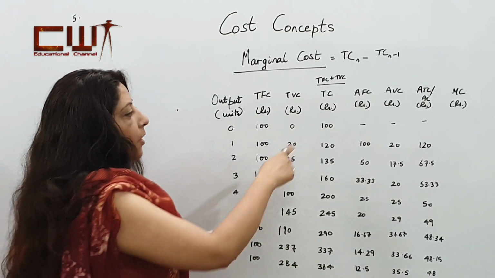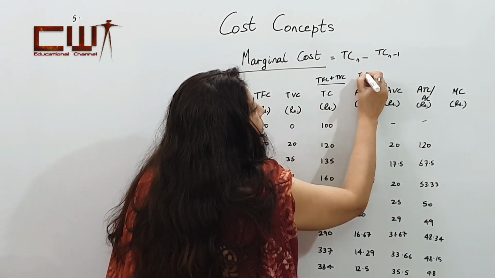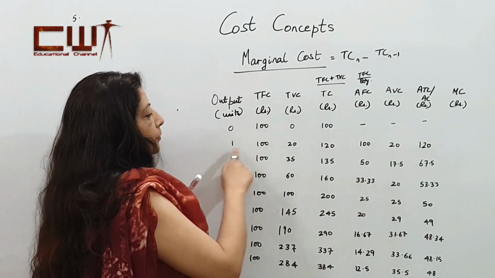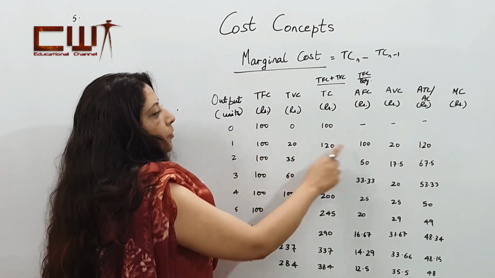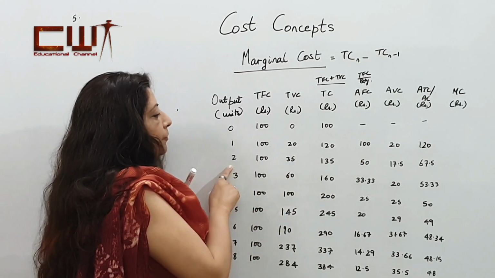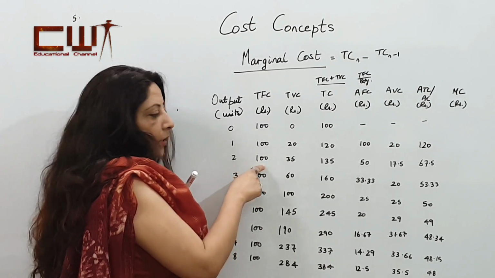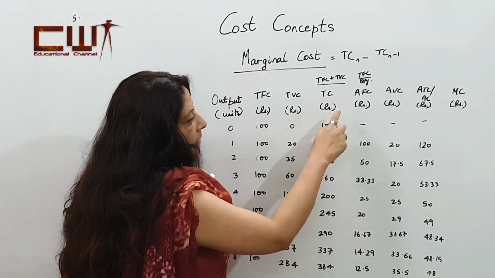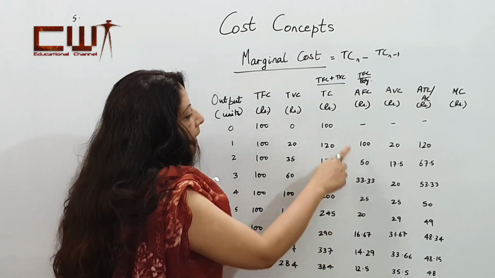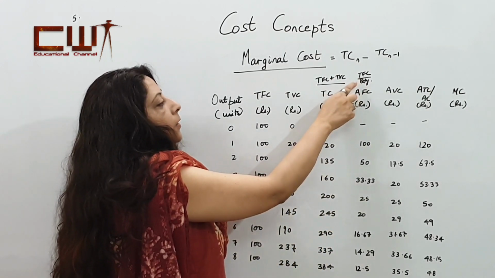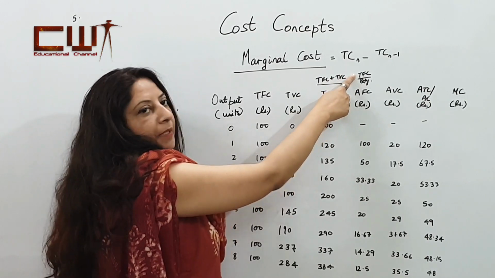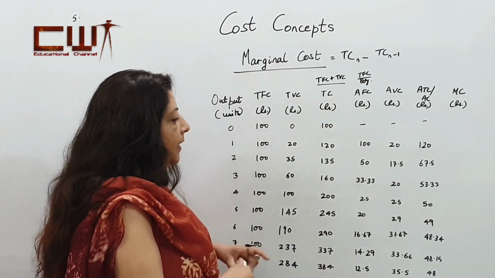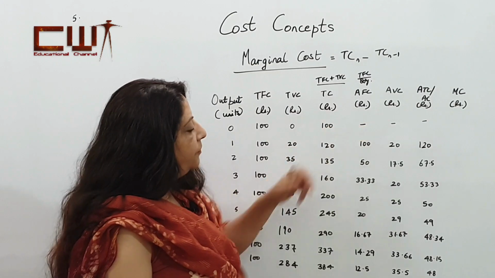Now the average fixed cost. Average is total fixed cost divided by the units or the quantity. When you are producing 1 unit, the fixed cost is 100, so the average fixed cost becomes 100. Similarly, for 2 units of output, the total fixed cost is divided by the number of units, which gives us 50, and so on. So what we observe here is that the average fixed cost keeps on decreasing. It will never increase, because the quantity increases but the total fixed cost remains the same.